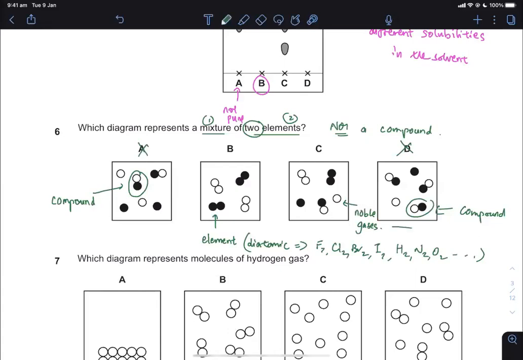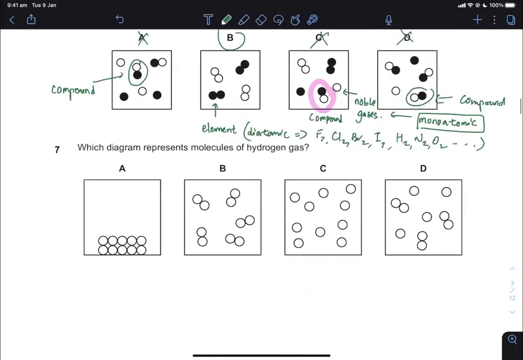These are straight from your bonding topic as well as chemical formula. Monoatomic. Monoatomic is for noble gases. They don't form any bond at all. They just exist as single atom. So here you have one element, two elements, three elements, four elements, but if you look at this, this is a compound because it consists of two or more atoms bonded together. So really there's only B as your answer there.